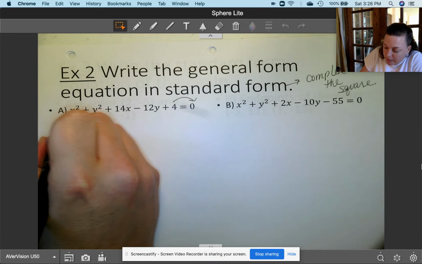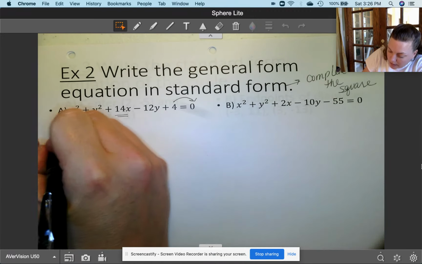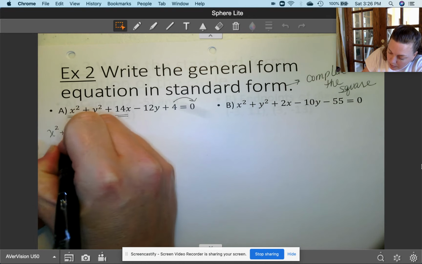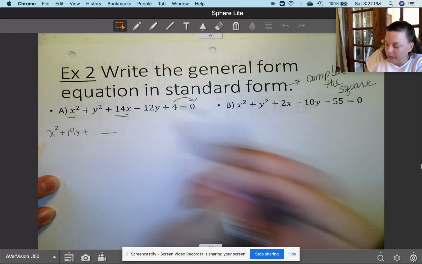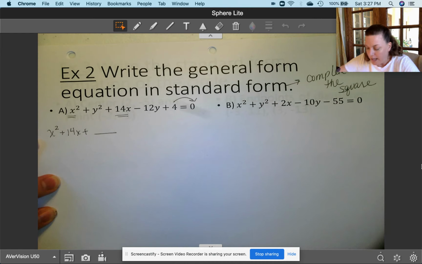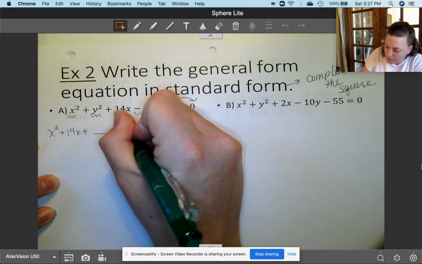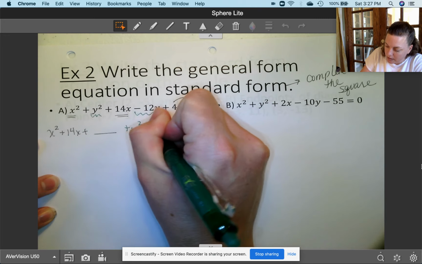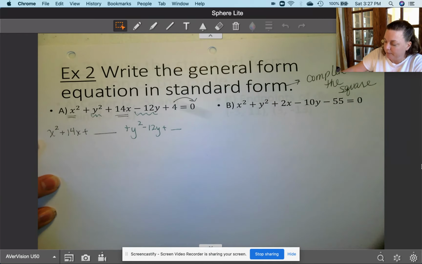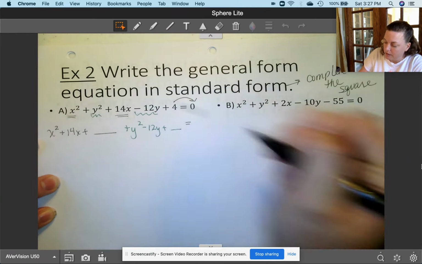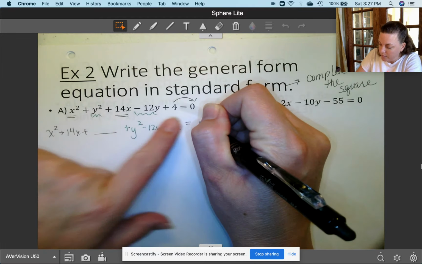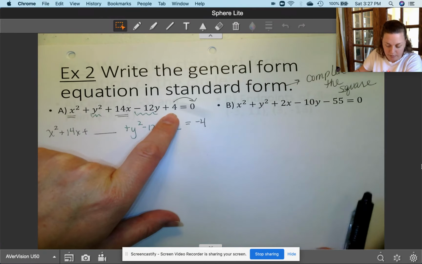I'm going to take my x terms and rearrange those. So I have x squared plus 14x plus a blank. And then I want to take my y terms: positive y squared minus 12y plus a blank, equals, and I moved my 4, so it's going to become negative.